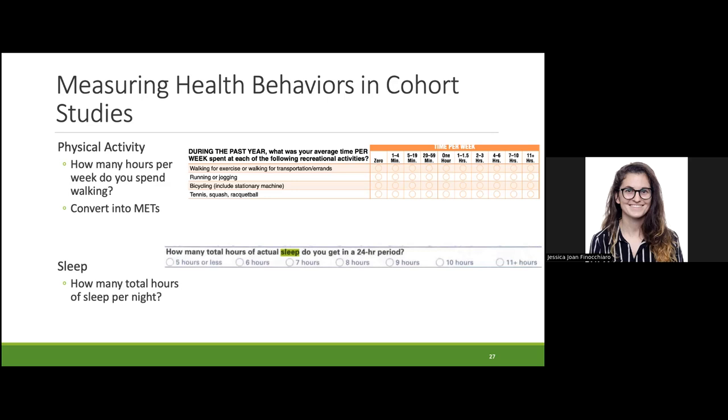And then similarly, sleep has the same problems. This is how we measure sleep. How many total hours of actual sleep do you get in a 24-hour period, right? I don't know why they put the word actual in there. And I would bet that nobody here sleeps the same amount every single night, right? We also don't know anything about the timing of sleep, right? You could go to bed at 8 p.m., you could go to bed at 3 a.m., and you can get the same hours of sleep, but probably not the same quality, right? So this is more error. It's kind of baked into all of these studies.